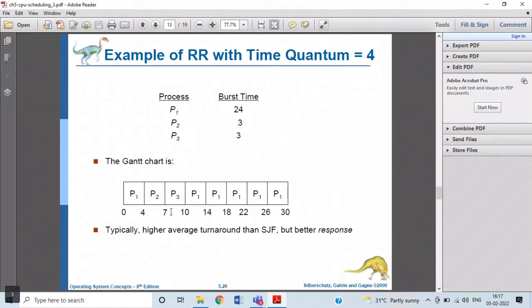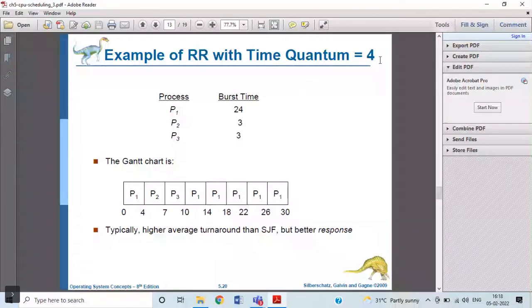So 4 to 7. Then the processor will come to P3. P3 also has a total time of 3 seconds, so it will execute for 3 seconds, 7 to 10. Here P2 is completed, P3 is completed, so only P1 is there. Again the processor will go to P1, which has a total of 24 and has completed only 4 seconds.